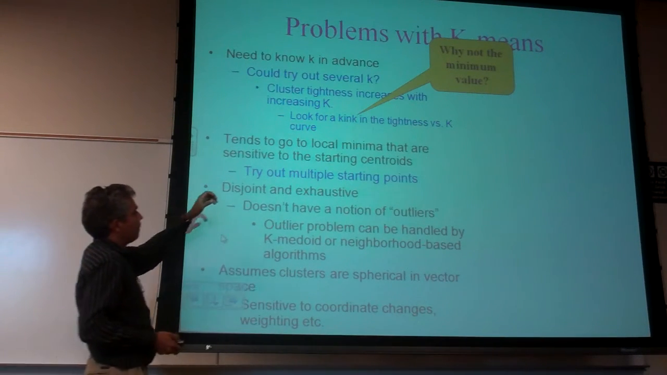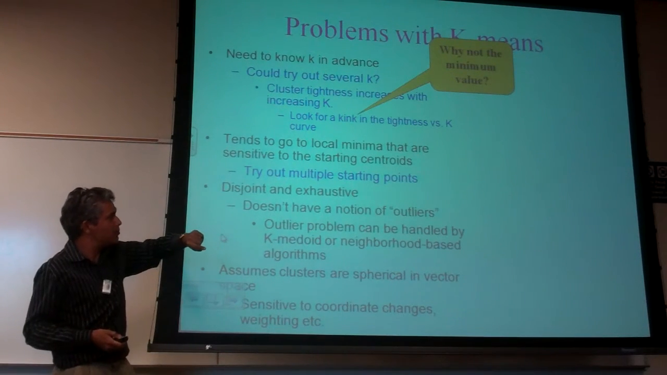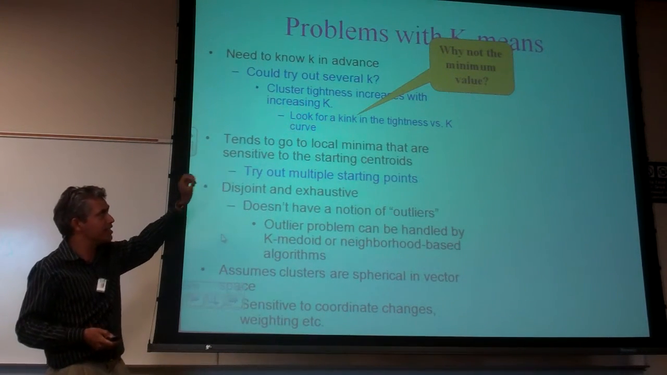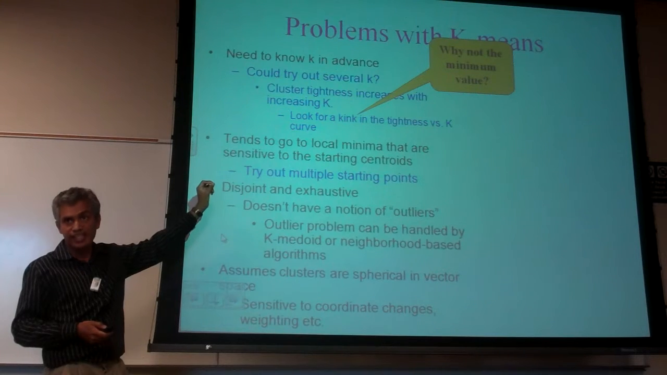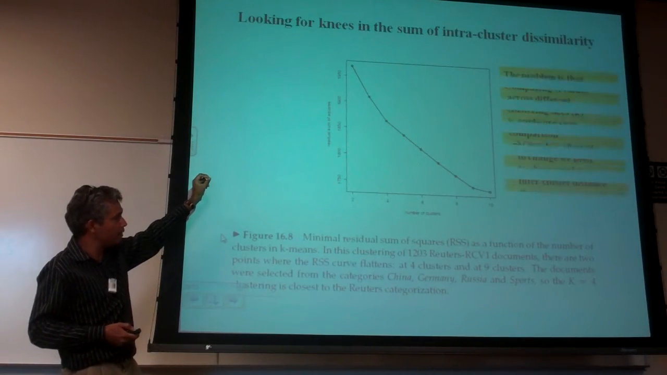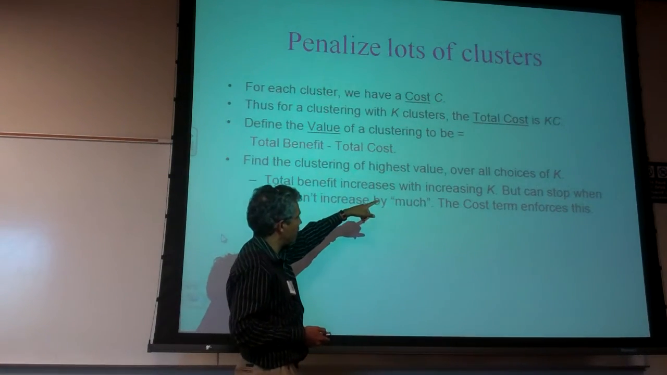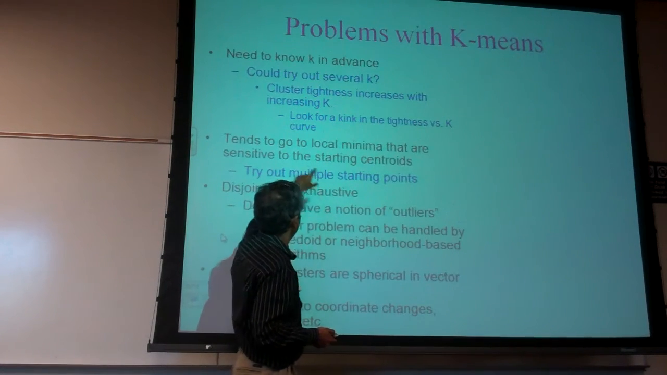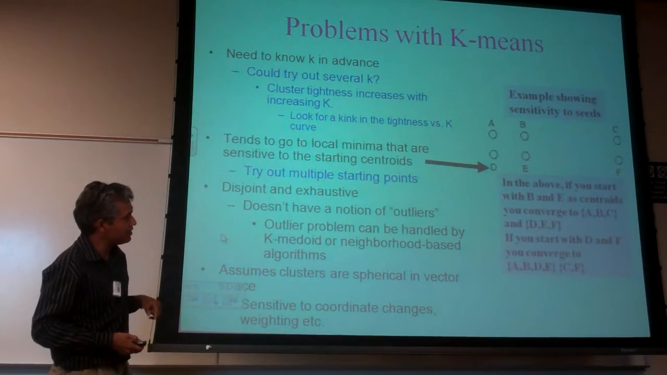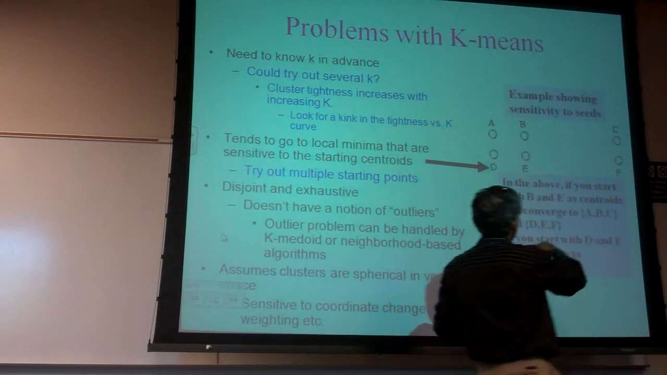Fine. The other thing, of course, as I said, is K-means tends to go to local minima that are sensitive to the starting seeds. Okay? As an example, suppose I have this as my data.